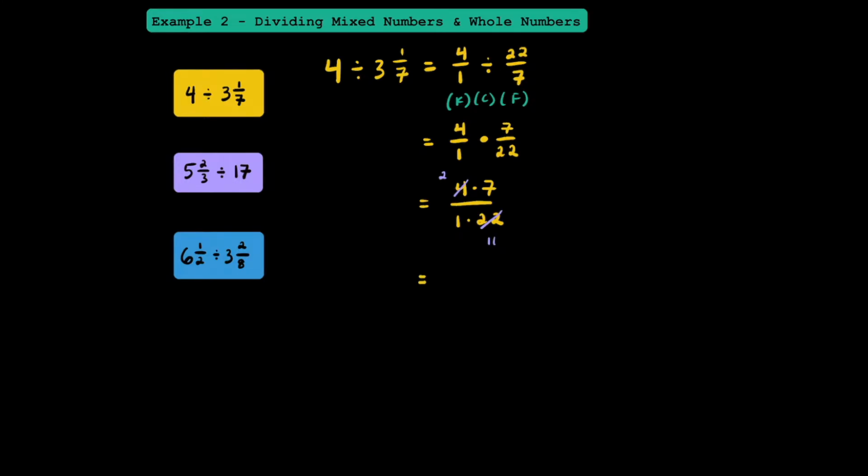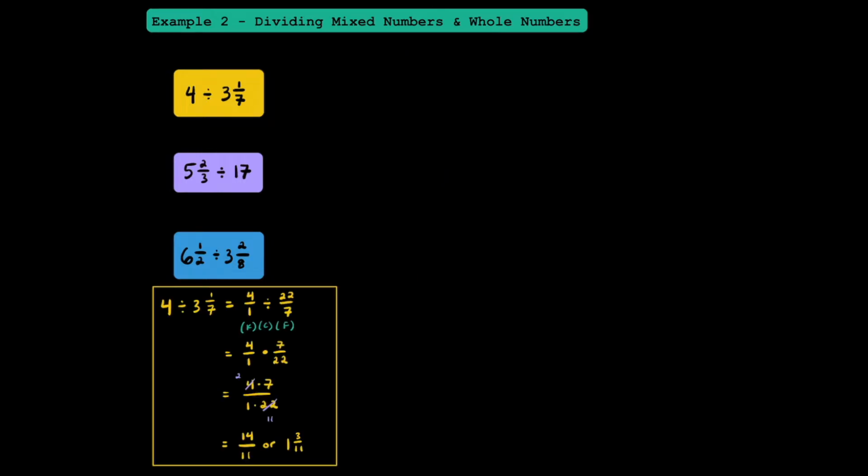On top, 2 times 7 is going to be 14, and on bottom, 1 times 11 is going to be 11. You can also rewrite this as 1 3/11. Let's try one more together before you try the next one on your own.